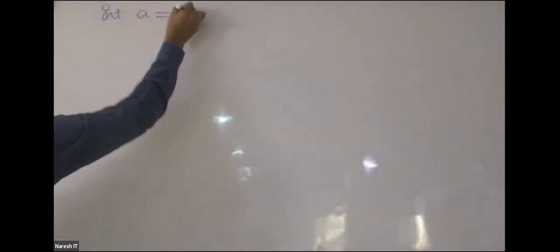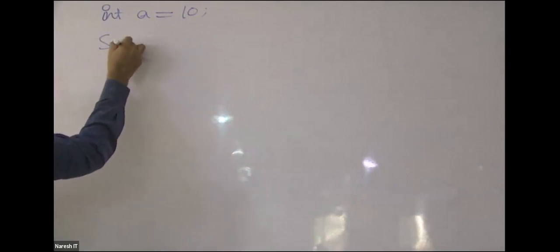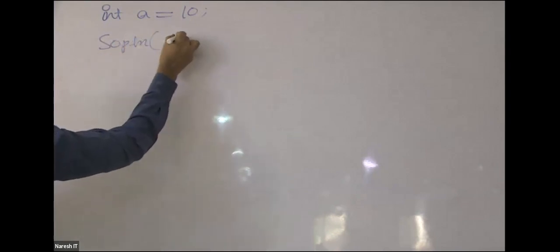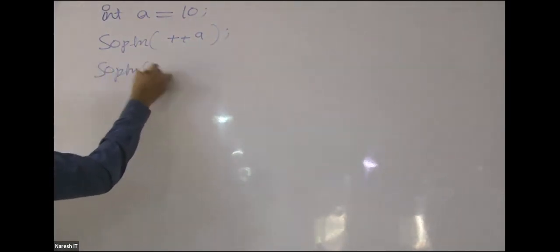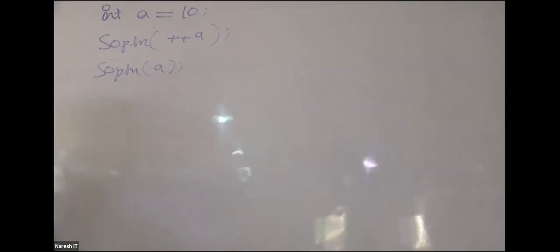Look at here. I'm writing something like this. Int a equal to 10. Okay. Now I'm writing System.out.println(++a). Okay, na? Then I am writing System.out.println(a). It's very tough to understand. Please focus. And you have to talk along with me.